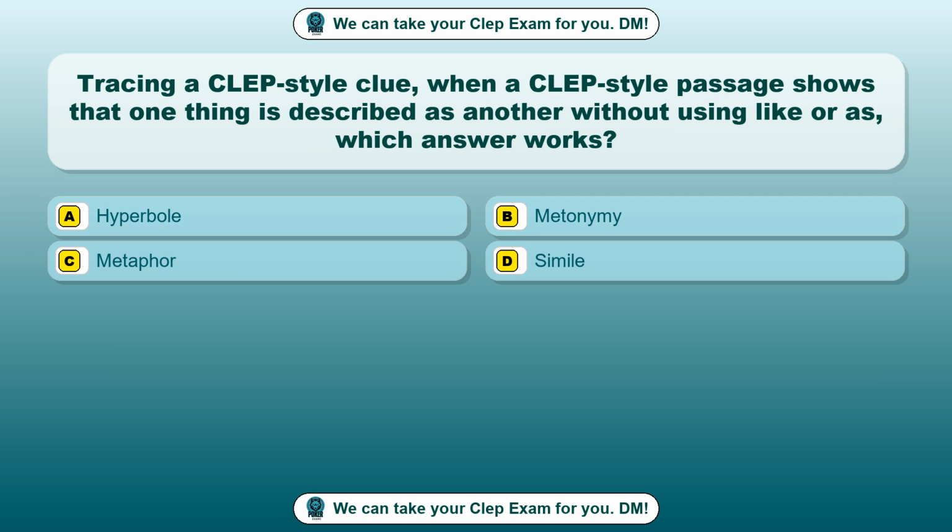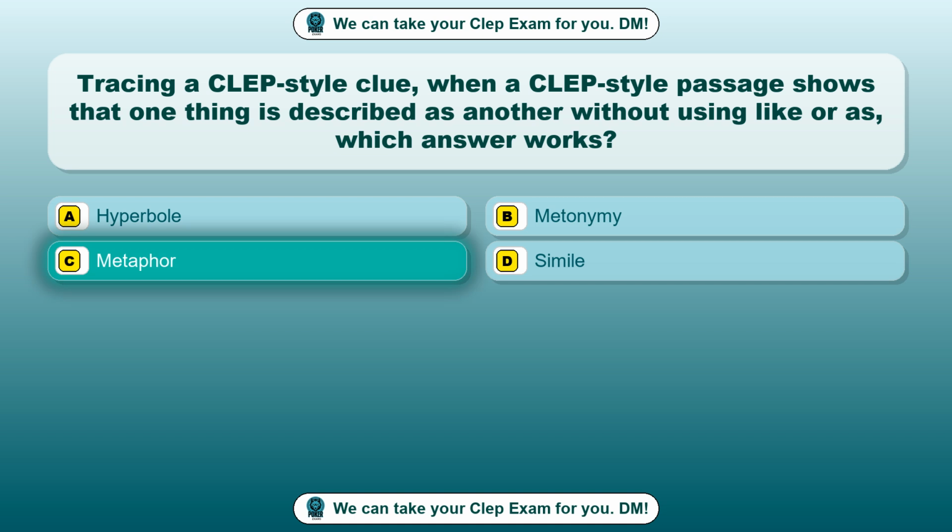Question 12. Tracing a CLEP style clue. When a CLEP style passage shows that one thing is described as another without using like or as, which answer works? Option A, hyperbole. Option B, metonymy. Option C, metaphor. Option D, simile. The correct answer is option C, metaphor.